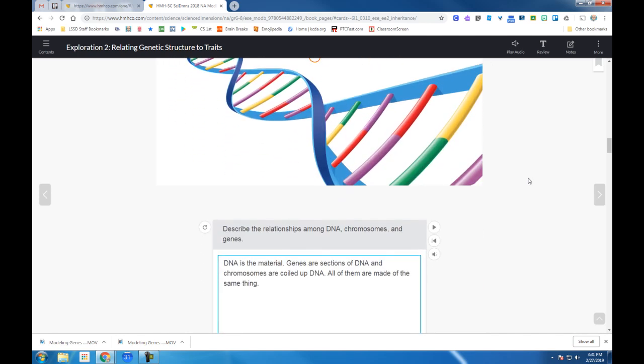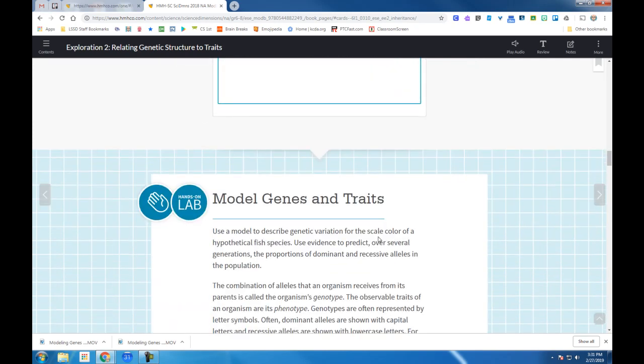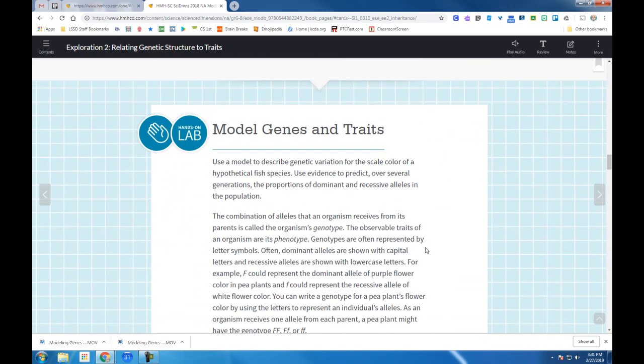So once you investigate what each of these parts are, they ask us to describe the relationships amongst DNA, chromosomes, and genes. So DNA is the material that makes up all of those. Genes are just sections of DNA, and a chromosome is just coiled up DNA. So they're all made of DNA. They just are different forms or sections, just what part they're referring to. And now we get to the lab.